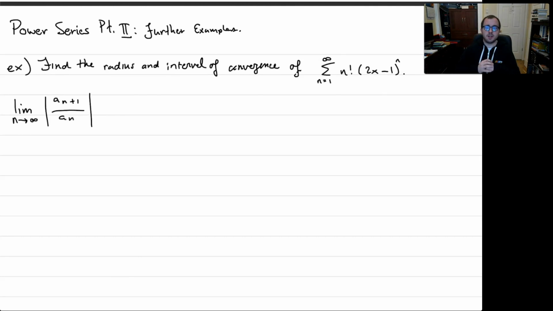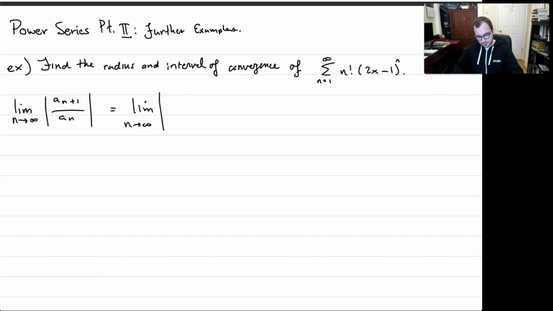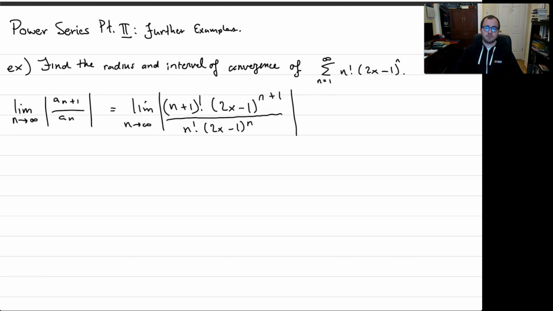Because really, at the end of the day, we want to know for what values of x this series converges. So we're just going to apply a convergence test to it and then see what the value of x has to be for the conclusion of that test to imply convergence. All right, so a_(n+1) is (n plus 1) factorial times (2x minus 1) to the power of n plus 1, divided by n factorial times (2x minus 1) to the n. So there's our absolute ratio there.